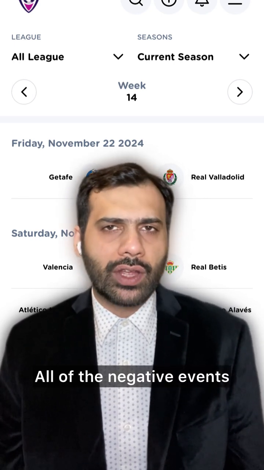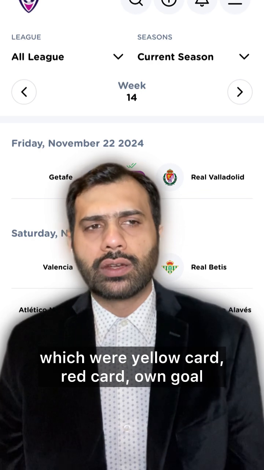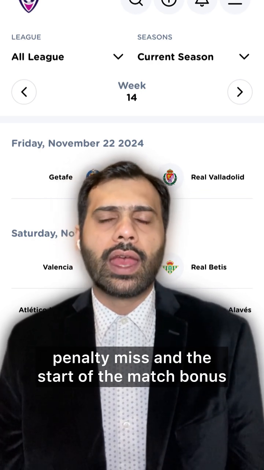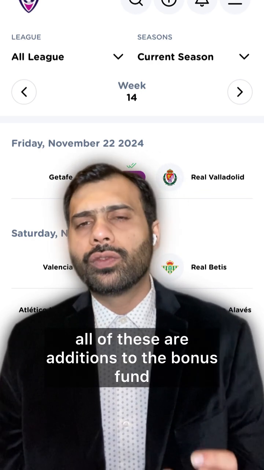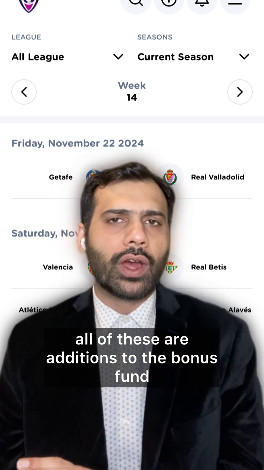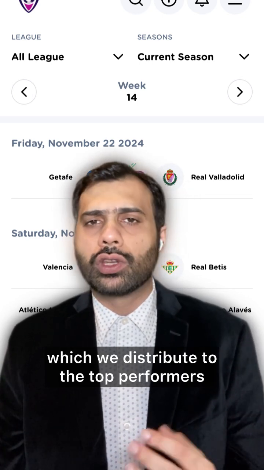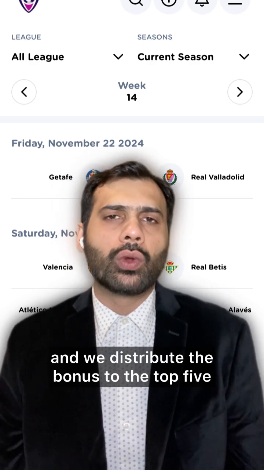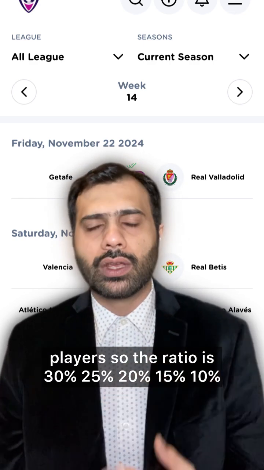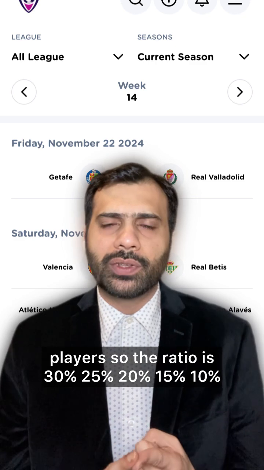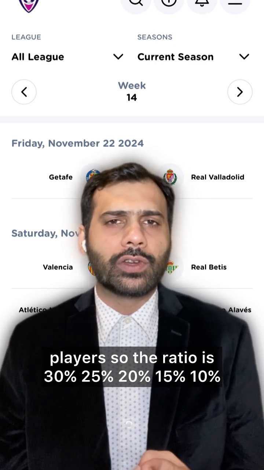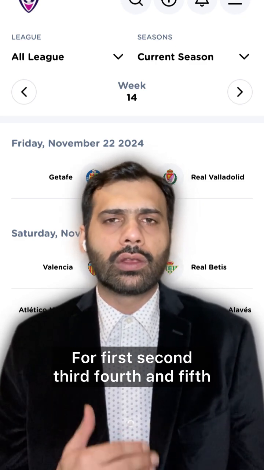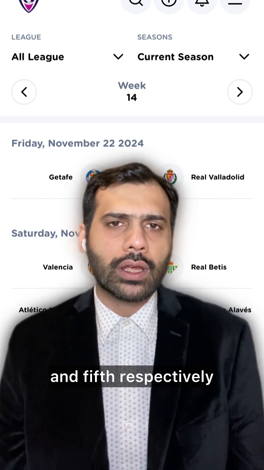All of the negative events that I listed just now, which were yellow card, red card, own goal, penalty miss, and the start of the match bonus, all of these are additions to the bonus fund, which we distribute to the top performers at the end of the match, and we distribute the bonus to the top 5 players. So the ratio is 30%, 25, 20, 15, and 10 for first, second, third, fourth, and fifth respectively.